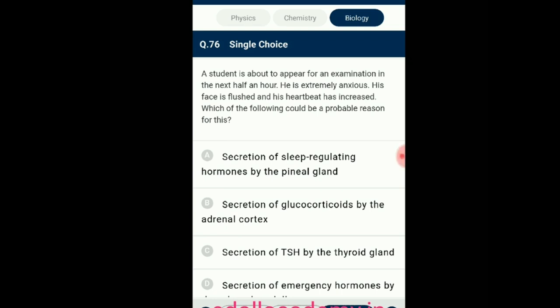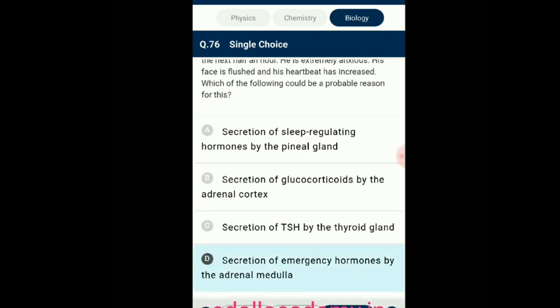The adrenal medulla is responsible for secretion of hormones adrenaline and noradrenaline, collectively known as catecholamines. These hormones are also called hormones of fight or flight or emergency hormones. They are responsible for increase in heartbeat, respiratory rate, etc. in times of emergency situations, the response to stress. So the answer for this question is option D, due to the secretion of emergency hormones by the adrenal medulla.